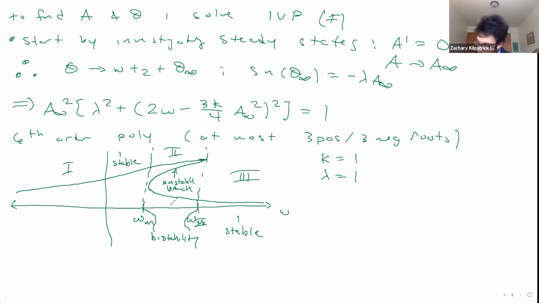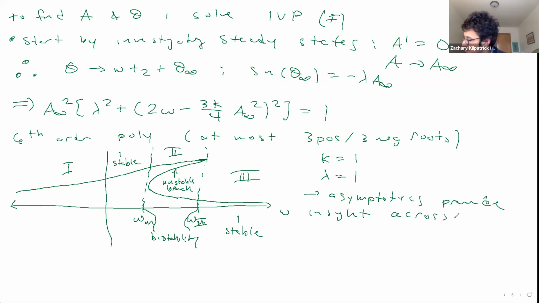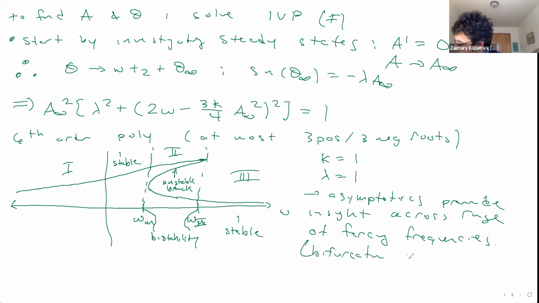Okay. So these asymptotics, right? They provide insight across a range of forcing frequencies, okay? And in particular, the bifurcation structure, okay? So this is something extra that you get by doing the asymptotics, right?